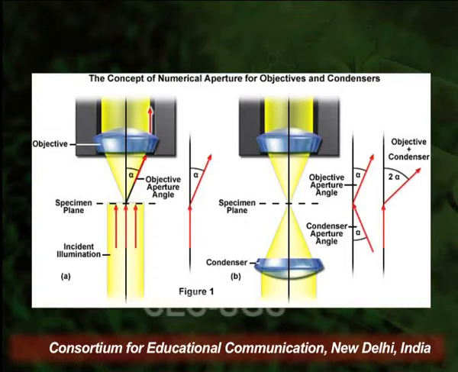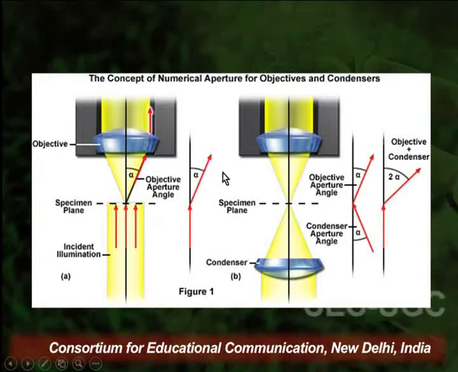Then because of the property of the lens, it further gets corrected in its further movement. So here the objective aperture angle happens to be alpha. On the other hand, if we talk about a condenser, the condenser beams all the light towards the specimen.